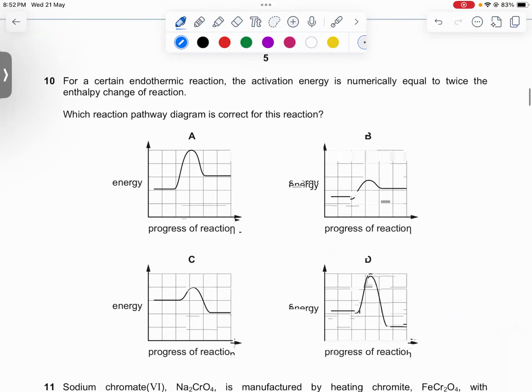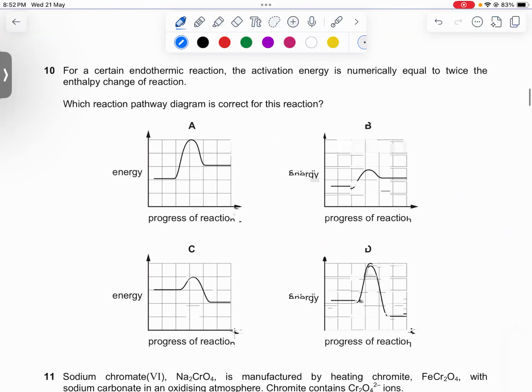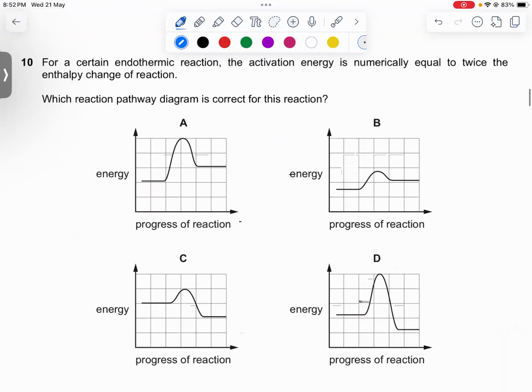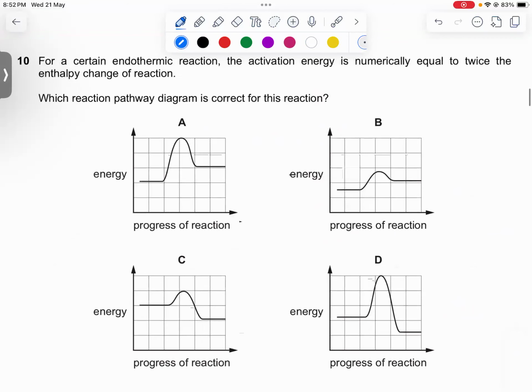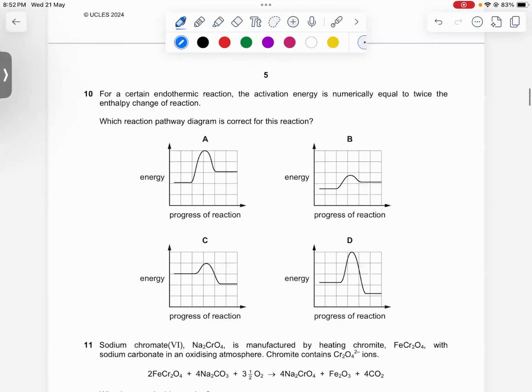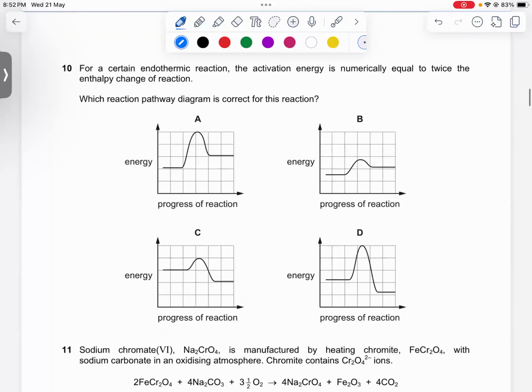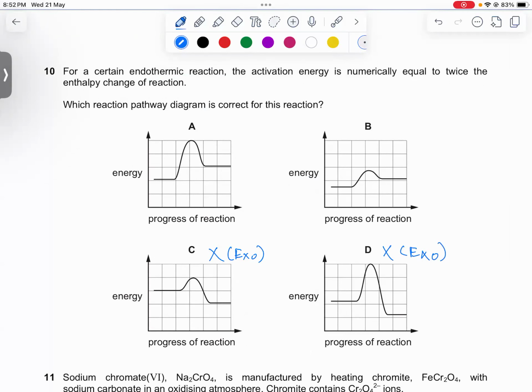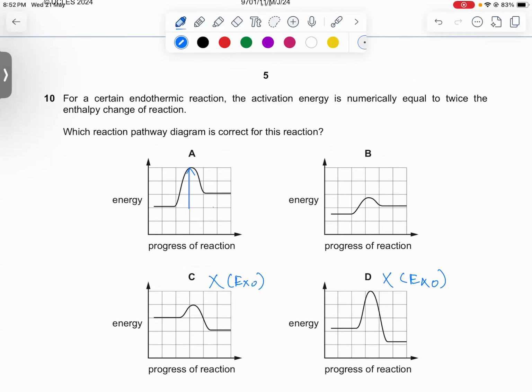So in the first one, and also moreover, we also have to consider that the reaction is endothermic, meaning C and D are already wrong because they are also exothermic. So the answer is either A or B. Let's look at A. In A, the activation energy is this much, which is 3 boxes, and enthalpy change is just 1 box. So energy of activation is thrice that of enthalpy change, which is only once. So this cannot be correct. So the correct answer should only be B, but let's confirm.